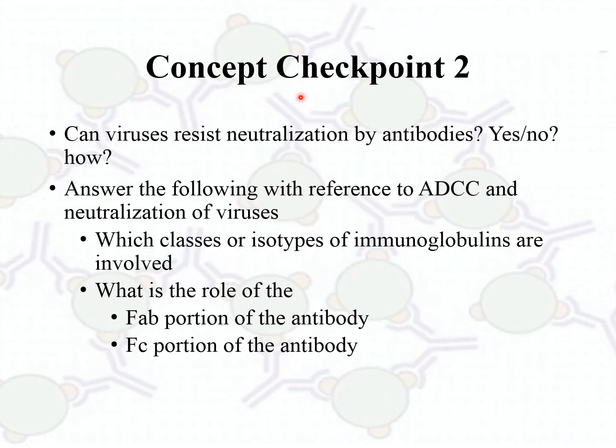It's time for our second concept checkpoint. In the first question, you have to find out whether viruses can resist neutralization by antibodies. In either case, you have to justify your answer. In the second question, you have to find out the type of class and the role of the Fab and Fc regions in antibody-dependent cytotoxicity and the process of neutralization of viruses by antigen-antibody interaction. Try to find out the answers and we will discuss them in our question answer section.